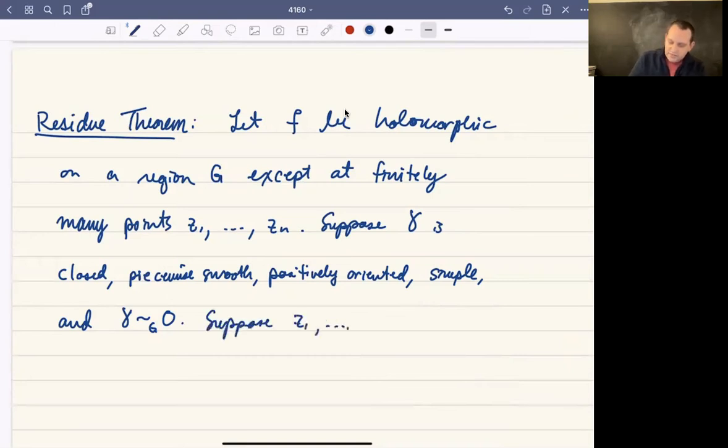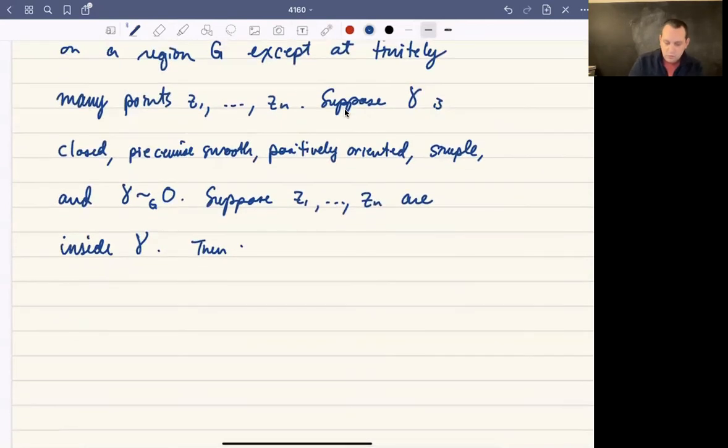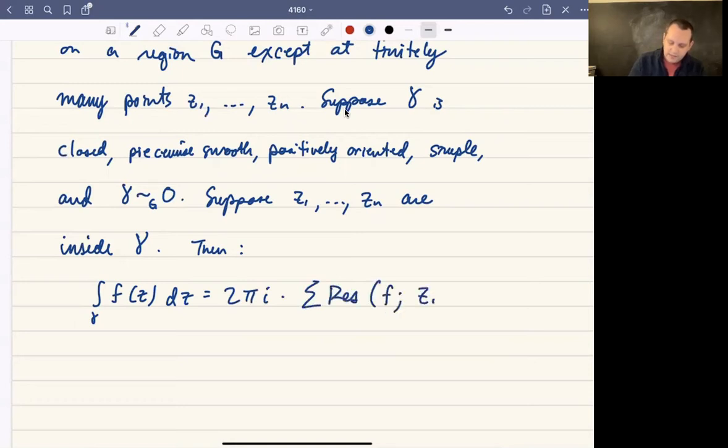Anyways, and suppose, one thing that I said that's not explicitly stated, but possibly is understood, is suppose that these points are inside gamma. Then, to calculate the integral, we have the residue theorem. So in this case, with all of these assumptions, the integral of f is going to be equal to 2 pi i times the sum of all the residues, so the residue of f at z sub j, as j goes from 1 to n.